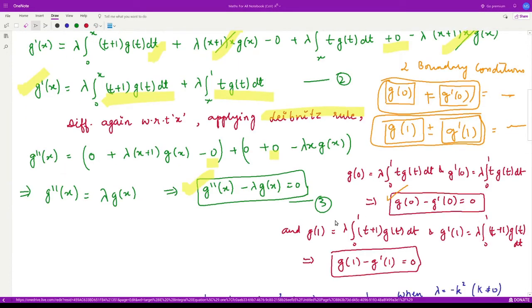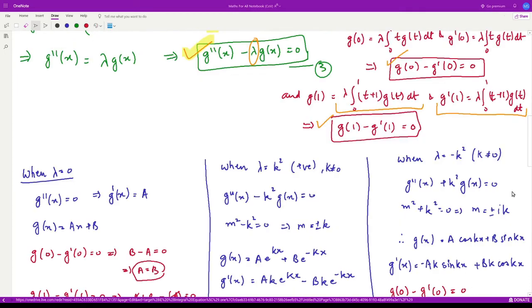So let us see for the second. G of 1 would be this. When you put x is equal to 1 in equation number 1, you'll get g dash 1 as this when you put 1 in equation number 2. Again you see these two are equal, so we have the same condition at the right boundary also. So these are the boundary conditions, and this is our differential equation. Now depending on the value of lambda, we would have different eigenvalues and eigenvectors. So we'll take three cases: when lambda is 0, when lambda is positive, when lambda is negative.